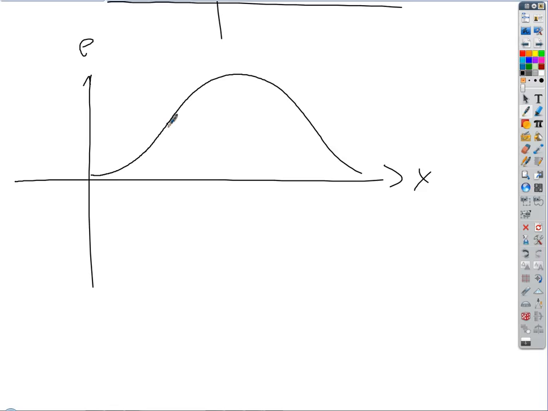Actually, this point right here, that inflection point, is kind of a danger zone. Because when you get to an inflection point, in business terms, that's the point of diminishing returns. That means you've got to beware, because things are about to get negative.